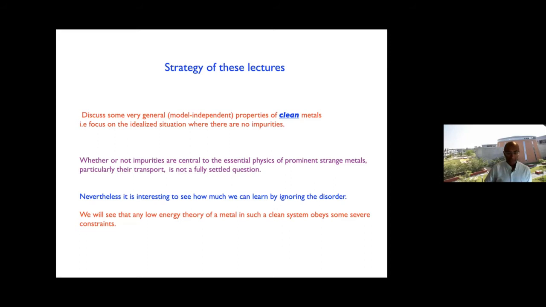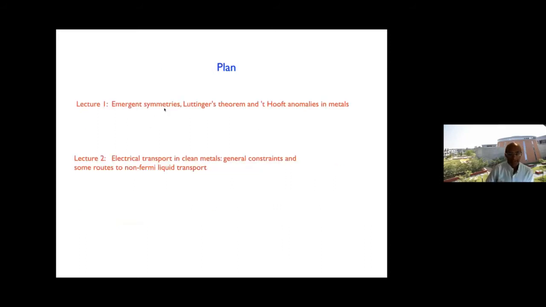Okay. So the plan for the two lectures is that in today's lecture, I'm going to focus on symmetries of the metal, and in particular, emergent symmetries that are present at low energies in the theory of such a metal. And I'm going to relate that to this property that Subir mentioned a few times in his talk, and will probably explain from a different perspective from what I'm going to give in the next talk, the property known as Luttinger's theorem, and relate it to this property known as the 't Hooft anomaly of the emergent symmetry in a metal. Okay, I'll explain all these terms as we go along.